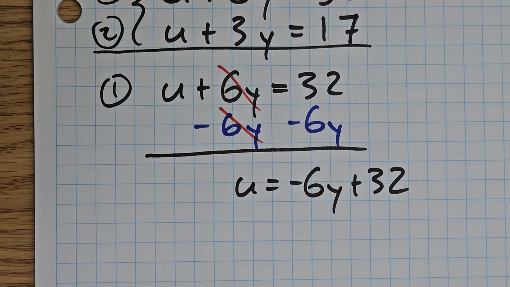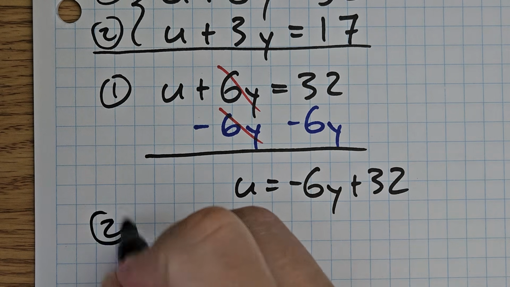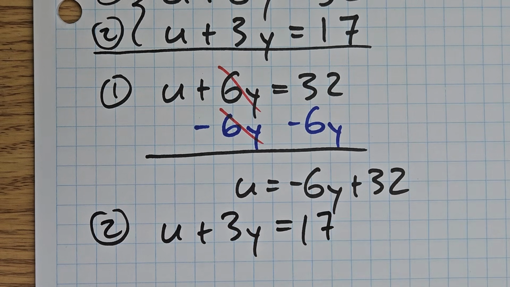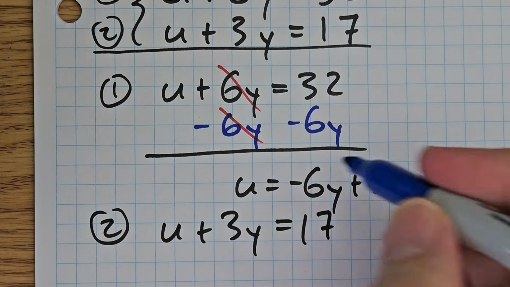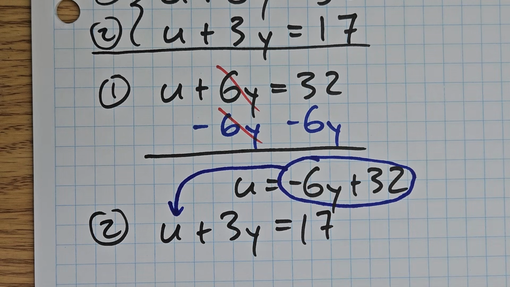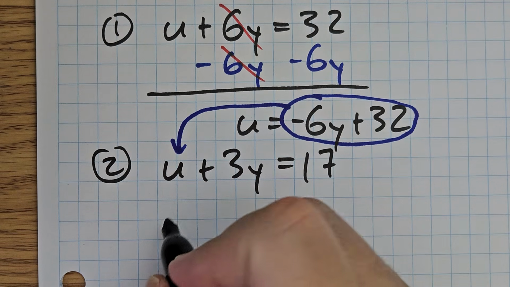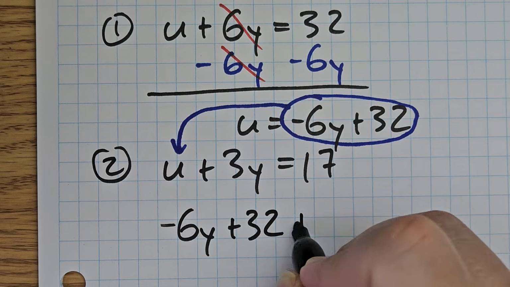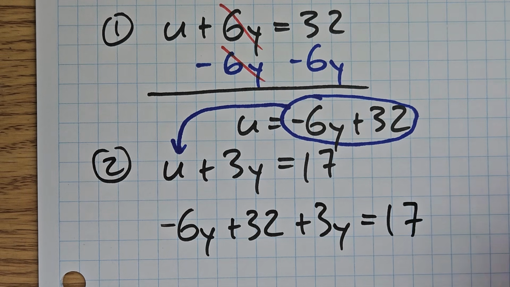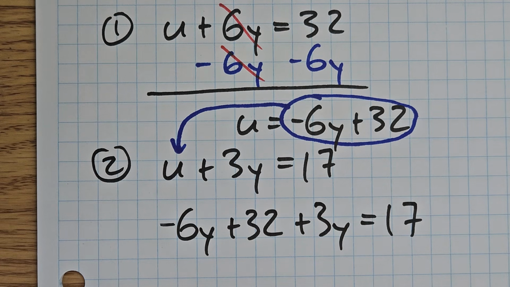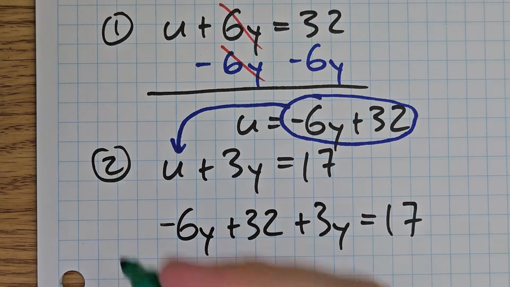Okay, so the next thing I'm going to do is rewrite equation number 2: u plus 3y equals 17. Now that I know that u is the same as negative 6y plus 32, I can substitute negative 6y plus 32 in place of u. That gives me the equation negative 6y plus 32 plus 3y equals 17. This equation is equation 2 with u substituted, so this is going to be my green star equation.